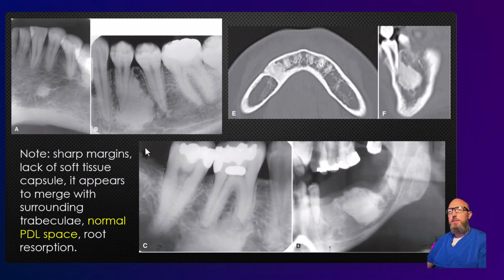And so here's some examples for you. It does, for the most part, have sharp margins, really well defined, but it can be somewhat irregular as that trabeculation pattern around it is a little bit irregular. Here's one with root resorption. I said that's rare, but it can occur.